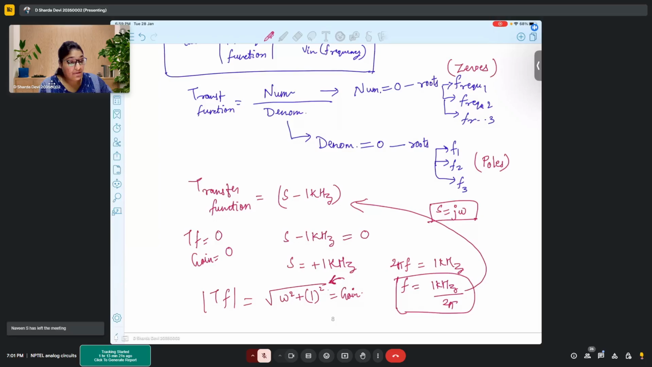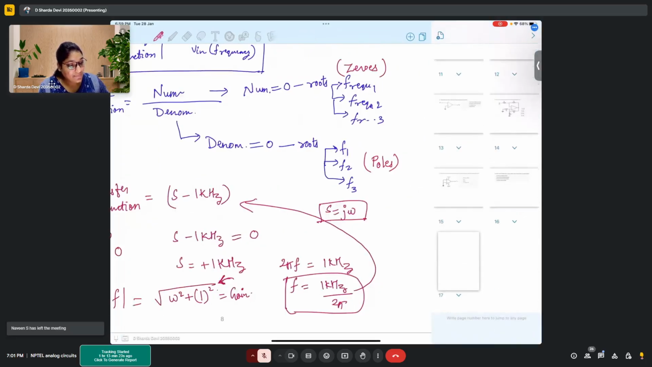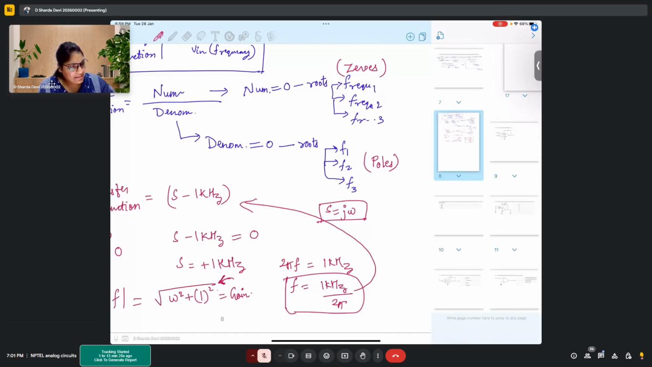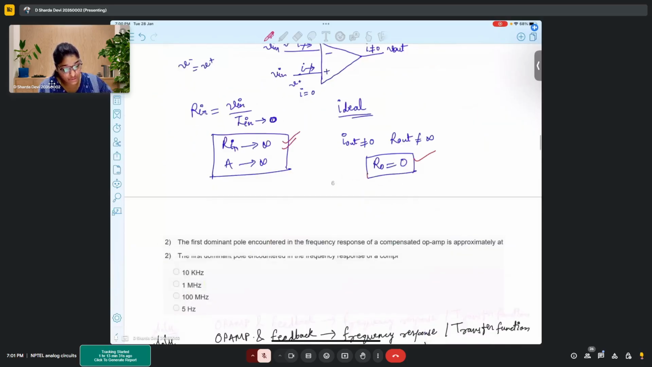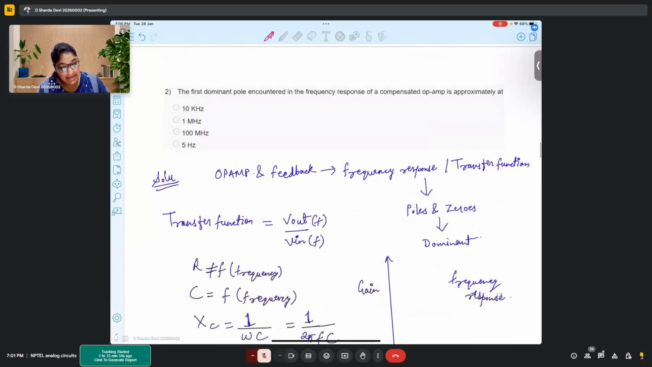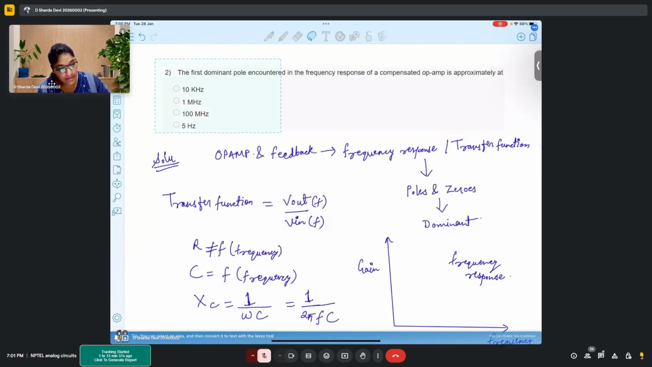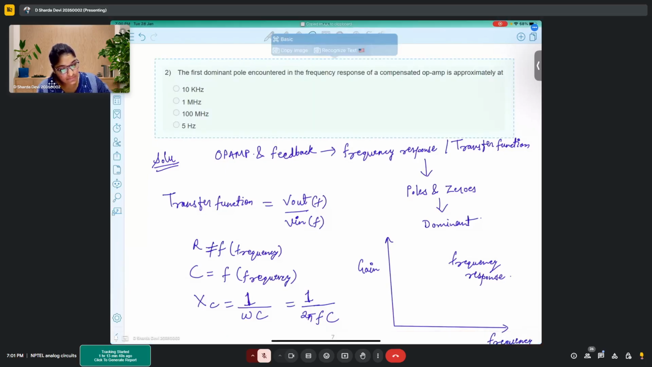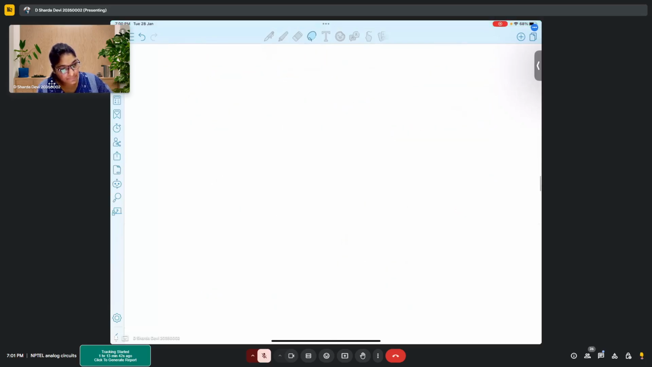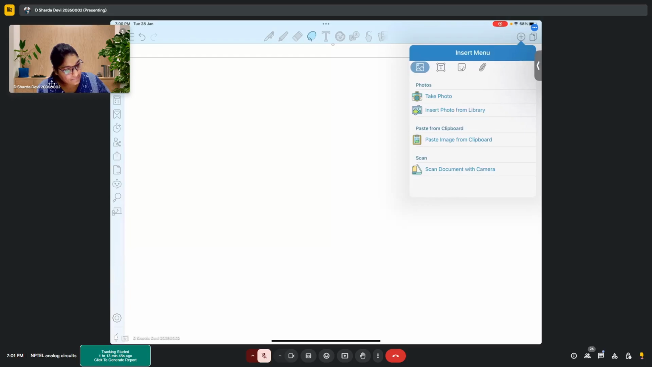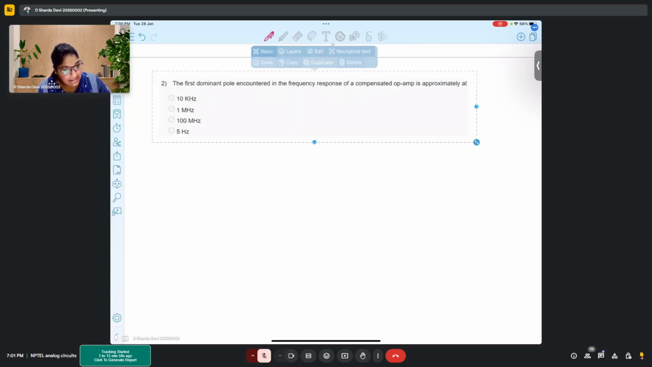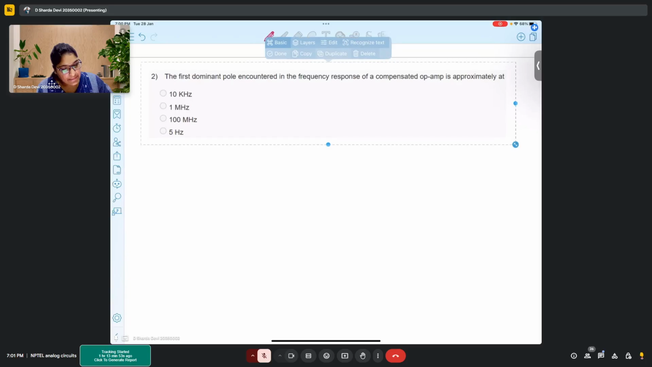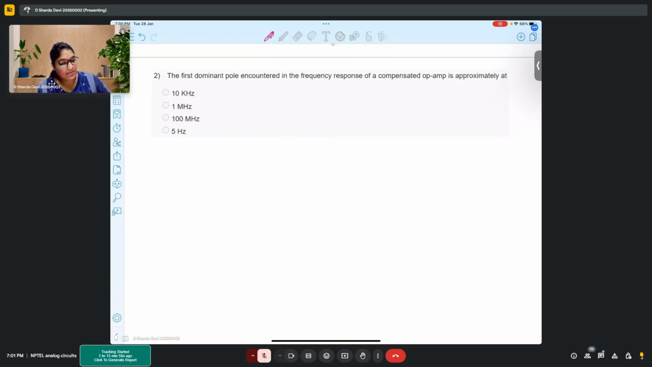Yeah. So now, coming back to the question. Till now we understood what is pole, what is 0, transfer function, everything. So what was the question? The question was: the first dominant pole encountered in the frequency response of your op-amp would be where?